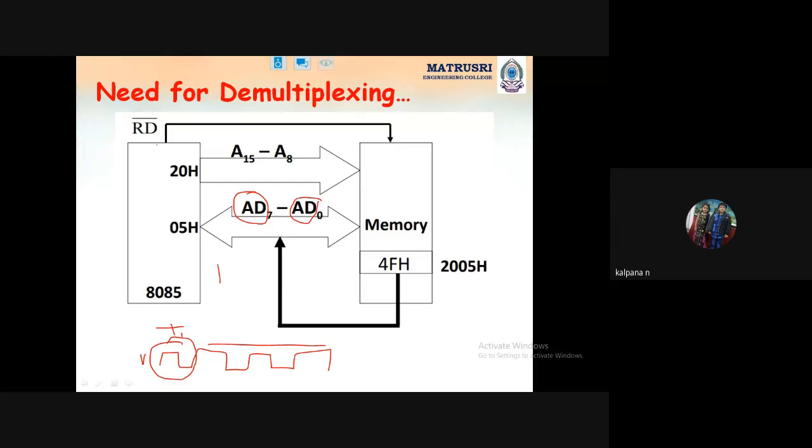But here we need to demultiplex these AD lines. From AD, we need to separate D and A. How can we demultiplex? By using one device called a latch. So the latch is used to separate the address lines from the AD multiplexed line. Understand?